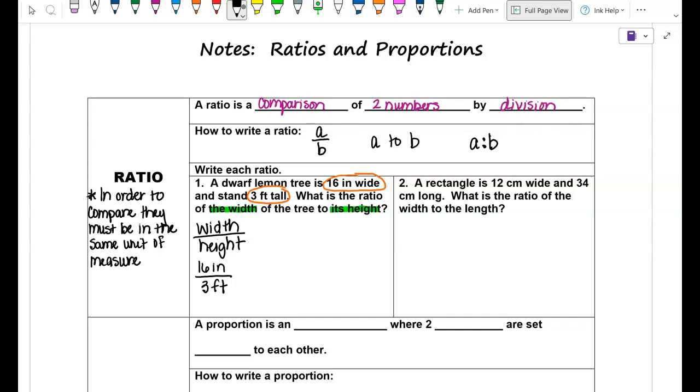So I should know that 1 foot is equal to 12 inches. So if I take my 3 and multiply that times 12, that gives me 36 inches. So I can rewrite this ratio as 16 inches over 36 inches. Now I'm comparing inches to inches. I'm talking about the same thing, and that I can do, but I also have to make sure I must reduce to simplest terms.